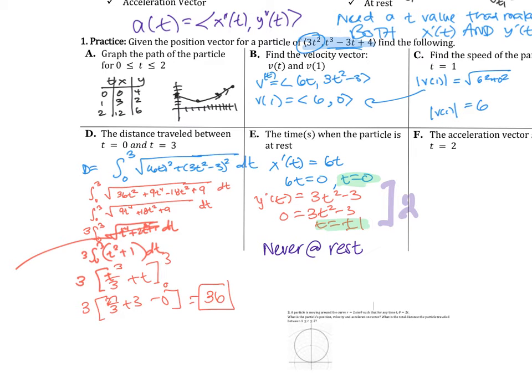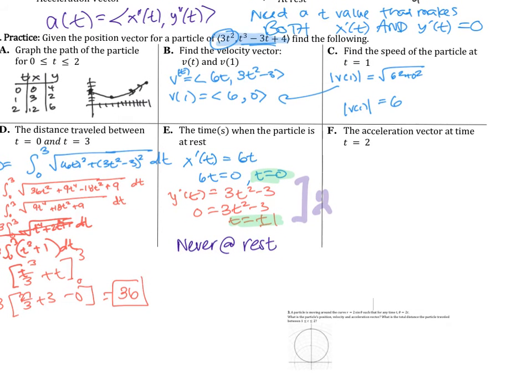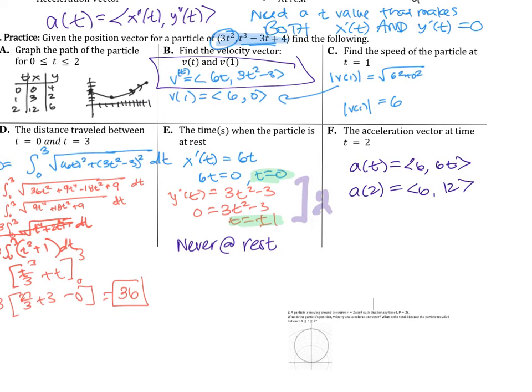Okay, let's look at the last one. We're looking for the acceleration vector at time t equals 2. So let's find the acceleration vector first. We're going to take the derivative of this vector, which is going to be 6 and 6t. The acceleration vector at 2 seconds is still going to be 6, but the y component is going to be 12. Let's work through a few more examples together.